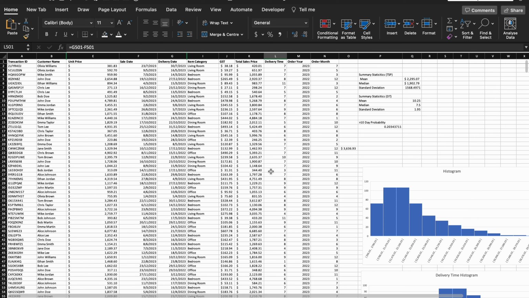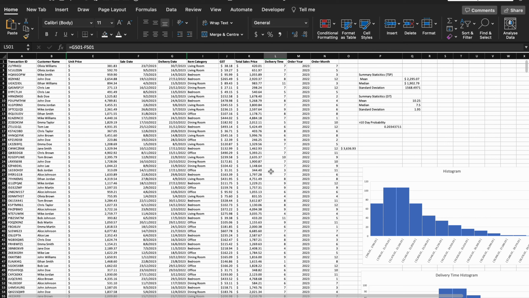Then I made a pivot table. Where's the pivot table? Maybe here? I think this is it. Yep, that's it. That is the pivot table. Obviously I did the values. I put the item categories placed in the columns, the order year and order month in the rows area, and then the total sales price in the values area.